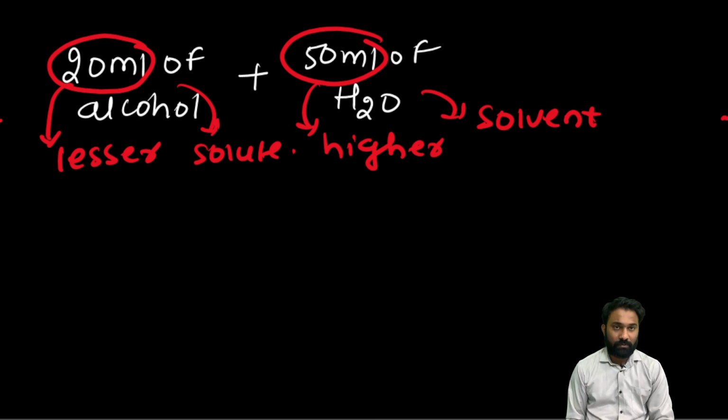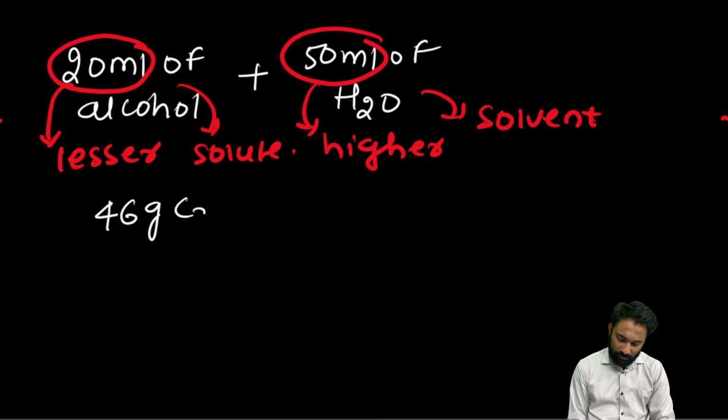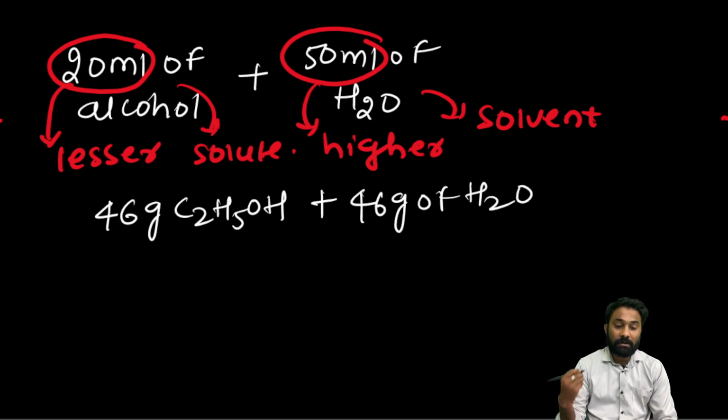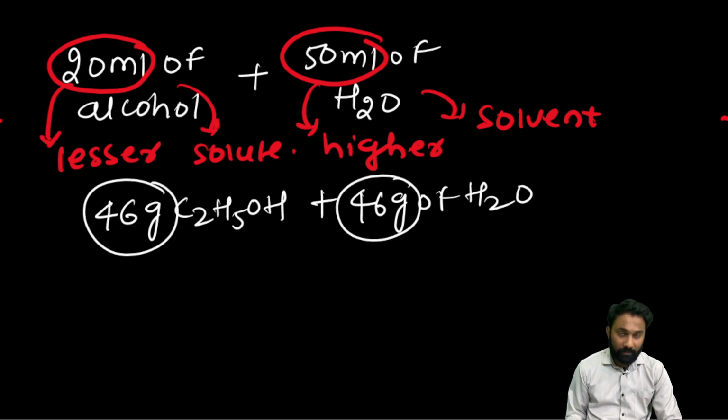Now let's suppose they have given 46 gram of C2H5OH, ethanol, mixed in 46 gram of H2O. If they have given it in this manner, here you may get a doubt, because the weights are the same. 46 gram of ethanol is mixed in 46 gram of H2O. Then how to identify here? What do we have to do?